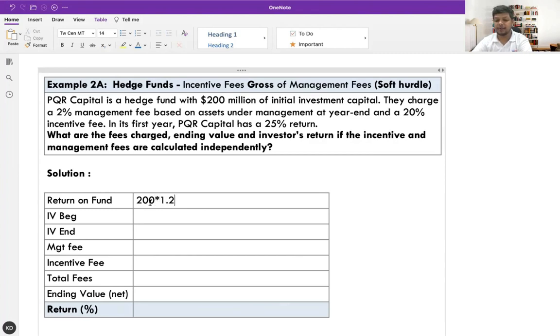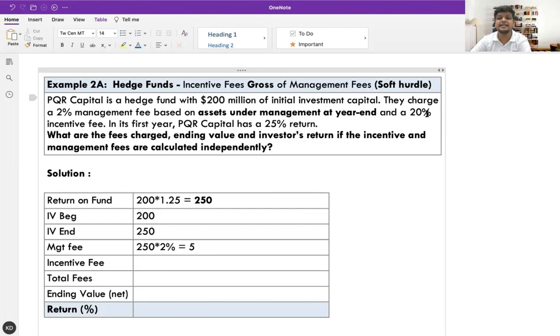So when I multiply that with 1.25, I can say the fund's value became 250 by the end of the year. Correct? So the return was 50. So at the beginning it was 200 and at the end it became 250. Am I correct? Yes. But not the entire 250 you'll get, right? There will be a lot of deductions. The 2% is the management fee. So the management fee is on what? On asset under management at year end. So at year end, the value is 250, into 2%, that will be your management fee, which is fixed.